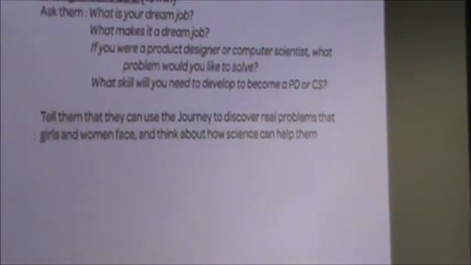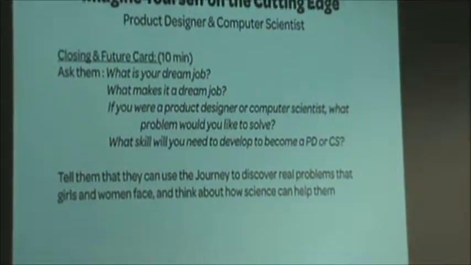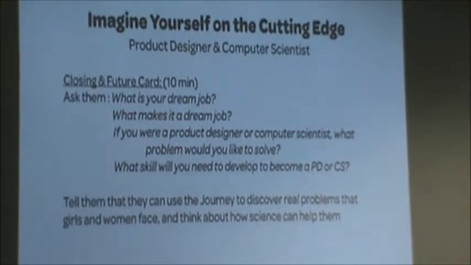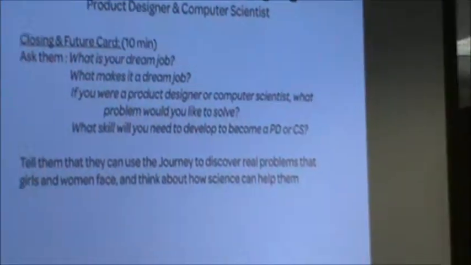And then, one of the things about the journey books that they'll be getting is they can discover real problems that girls and women face and think about how science can help them. I don't know if anybody's been to the Skirball Museum recently. They have an exhibit called Women Lift Up Half the Sky. It's an exhibit based off of Nicholas Kristof, the editor from the New York Times, and it's really about how women solve problems in third world countries.